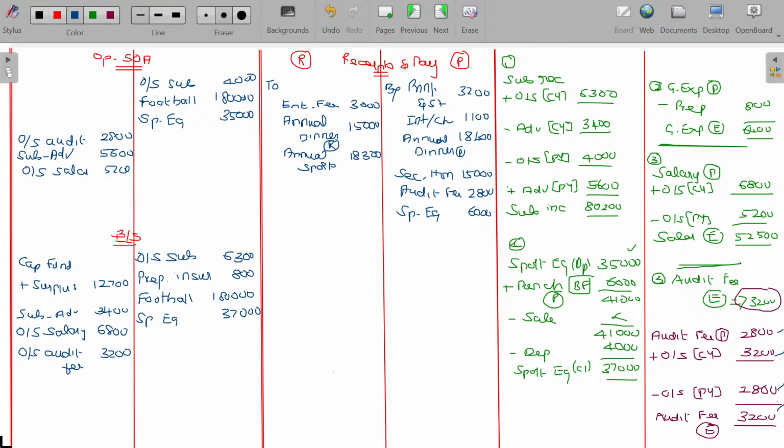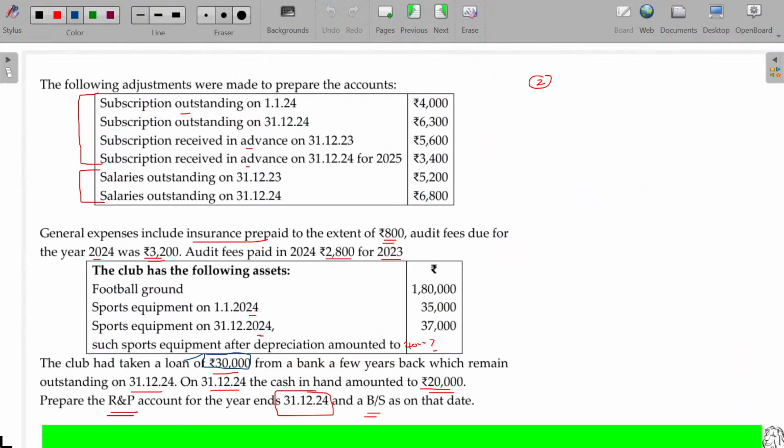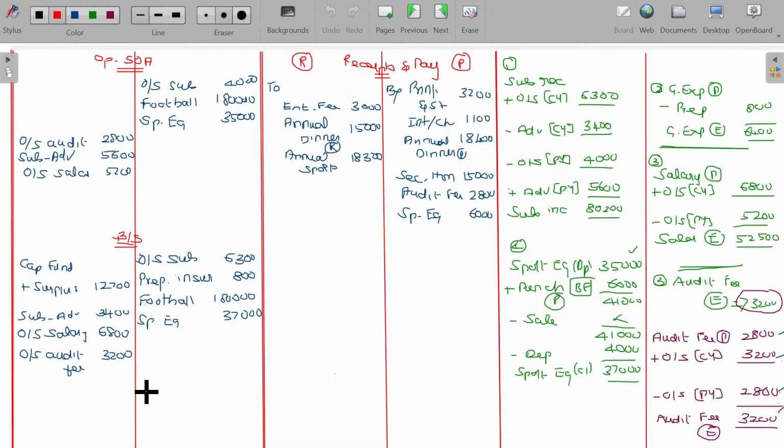With that, this one is also posted. Let's move on to the next one. The club had taken a loan of 30,000 from a few years back, which remains outstanding. So, we have the loan in the beginning as well as in the end. The value being 30,000 in the beginning remains untouched in the year end also, loan being 30,000 rupees.